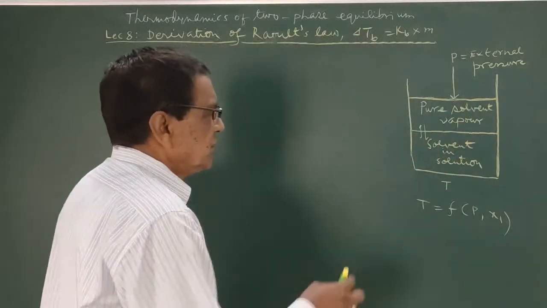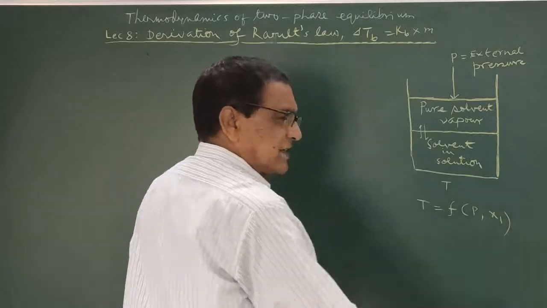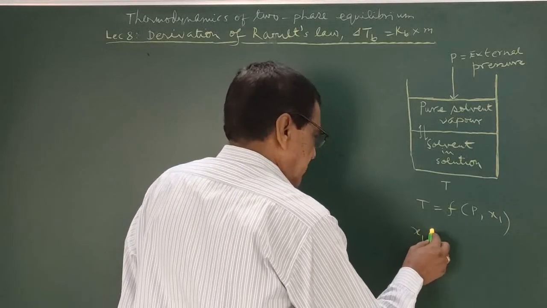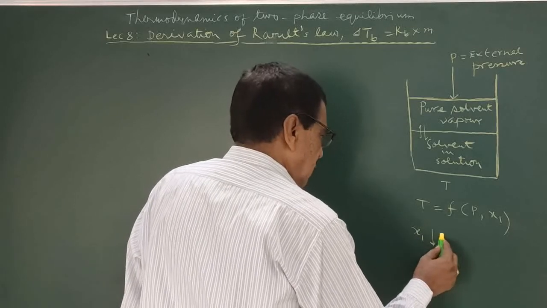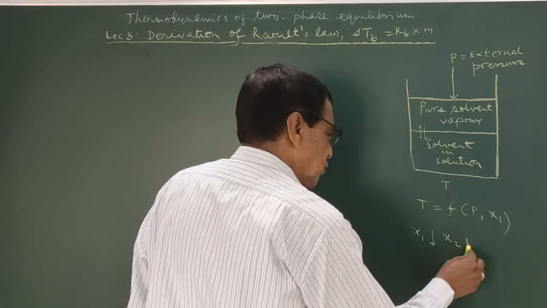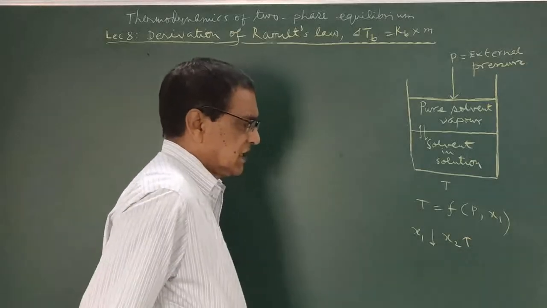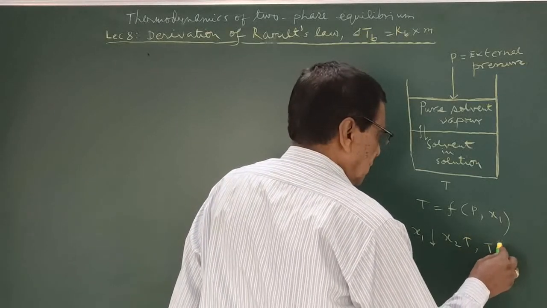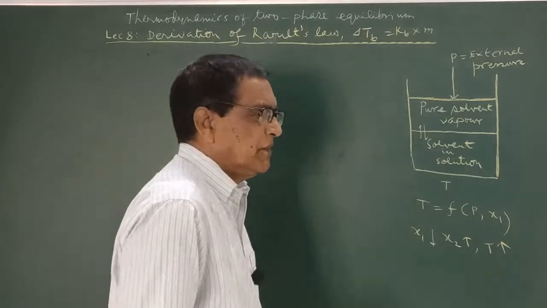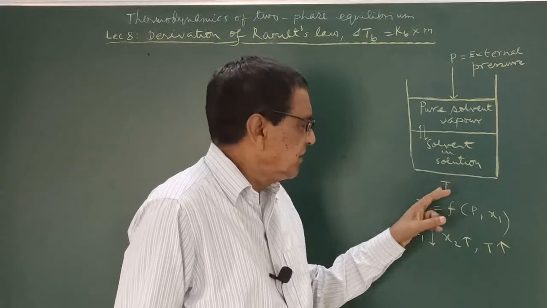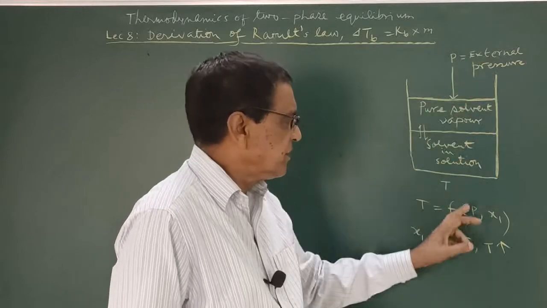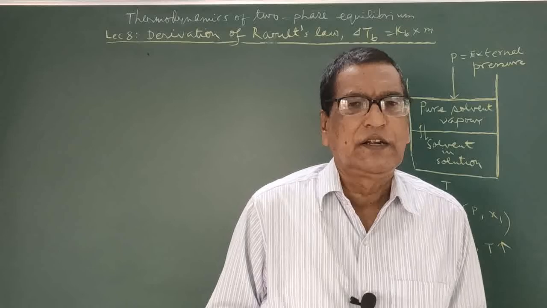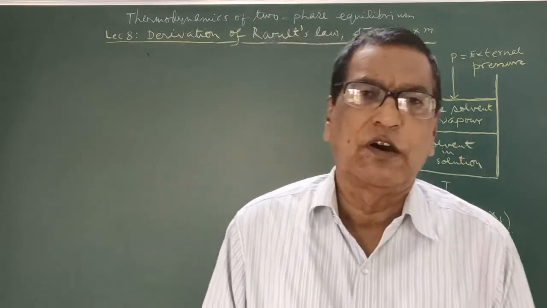Also in this solution, x1 is the mole fraction of the solvent. So whenever x1 is lower, or you can say x2, the mole fraction of the solute, is greater, the boiling point T will also increase. Means here the boiling point depends on the external pressure and also on the mole fraction of the solvent or the mole fraction of the solute of this solution.